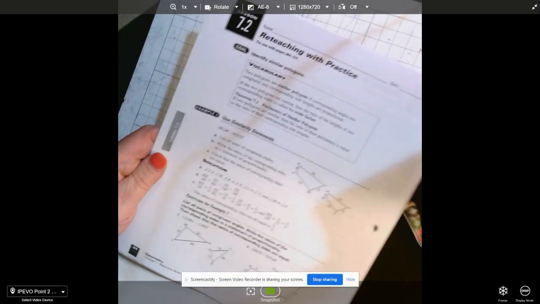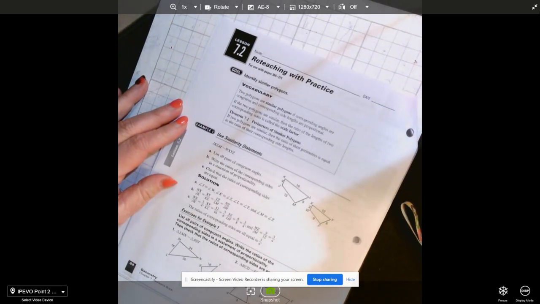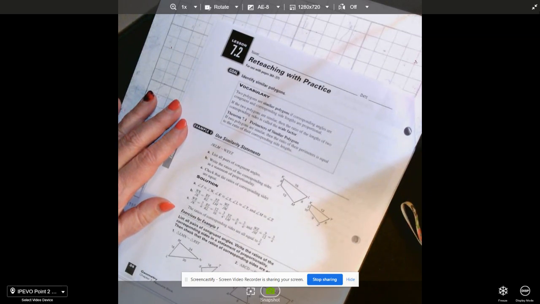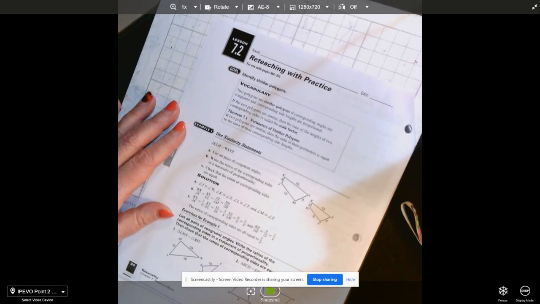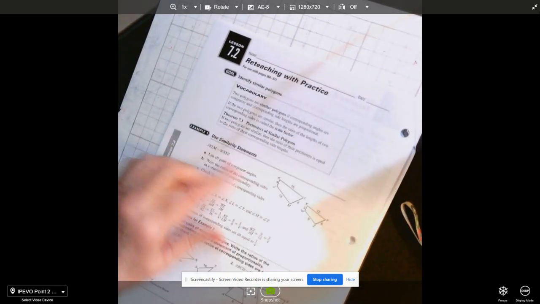All right, so here we're going to talk about 7.2, and 7.2 now still uses the same concept of similarity. That's the whole concept of this unit. But now they're talking about similar polygons, so they're going to start to use it in reference to shapes. So first of all, getting some vocabulary down.